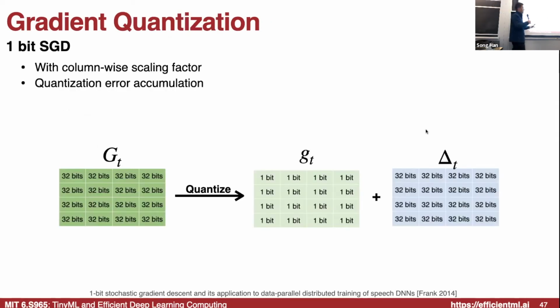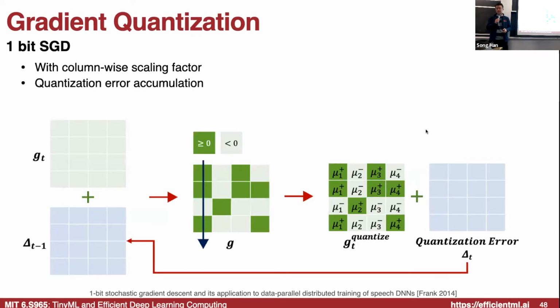All right, so this is very similar to gradient pruning. This is the original gradient matrix. This is the one-bit version, and then we have a residual, which can be accumulated and continue to be updated the next time. This is the diagram of one-bit SGD. It shows that we can use one bit for each gradient to be communicated.